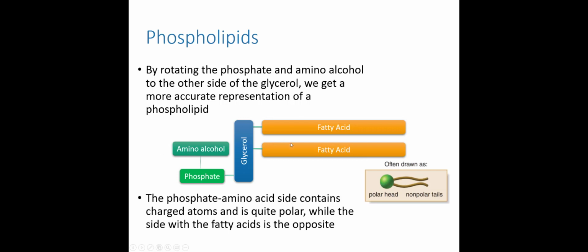The fatty acids, as we've seen, are very nonpolar. And so what we're going to do is we're going to kind of reimagine this whole molecule in 2 parts. So this part right here with the glycerol, the amino alcohol, and the phosphate, we're just going to simplify and call that a polar head. The 2 fatty acid chains, which are very long, will be called our nonpolar tails. So this molecule is kind of a dichotomy. It has both a polar part and nonpolar parts.